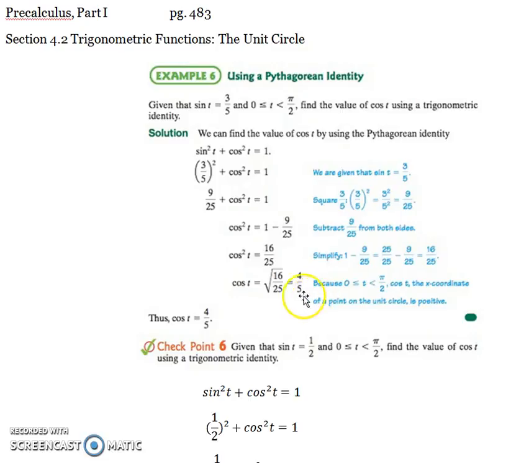But you're going to have to think about that at this point, whether it should be positive or negative or both, depending on if it just says on the circle. It could be either.